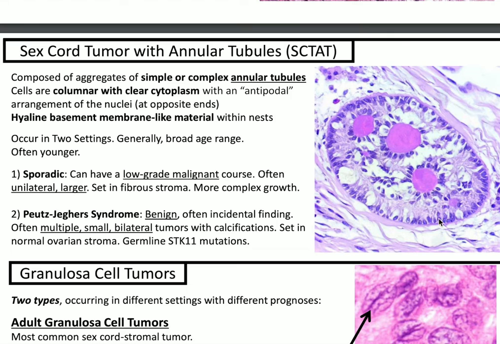The cells are columnar with clear cytoplasm with an antipodal arrangement of the nuclei, basically at opposite ends. And you'll have hyaline basement membrane-like material within the nests, and it occurs in two settings. One, sporadic, can have a low-grade malignant course, often unilateral, larger, set in fibrostroma, and more complex growth. Two, Peutz-Jeghers syndrome. It's benign, often an incidental finding, often multiple, small, bilateral tumors with calcifications, set in normal ovarian stroma and a germline STK11 mutation.